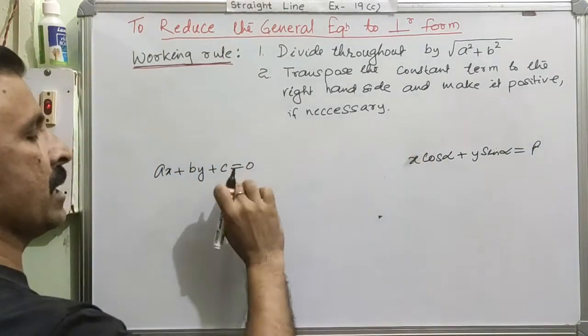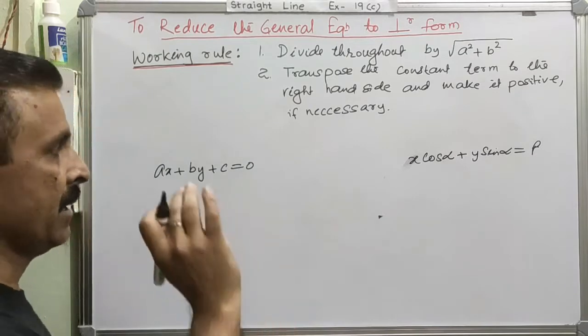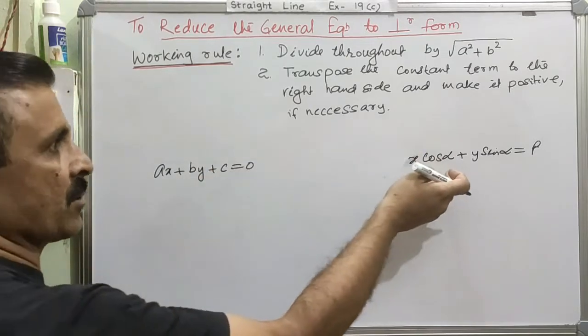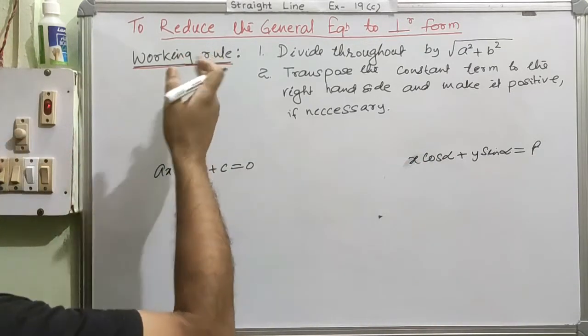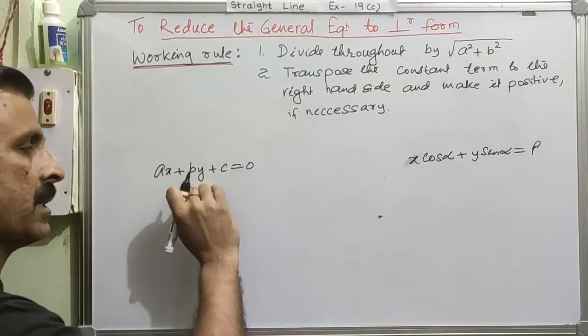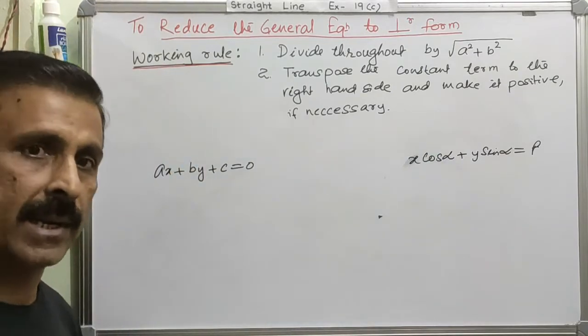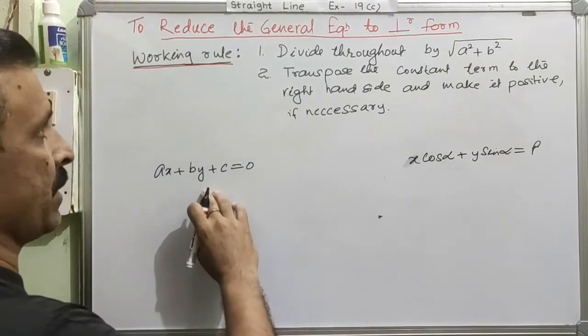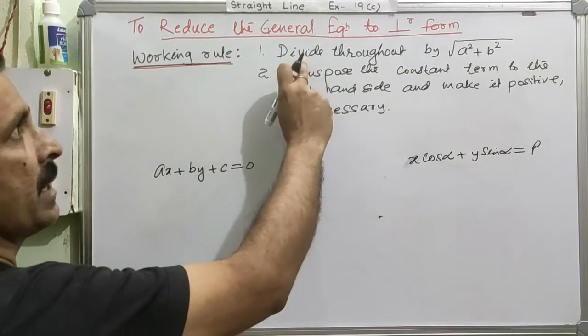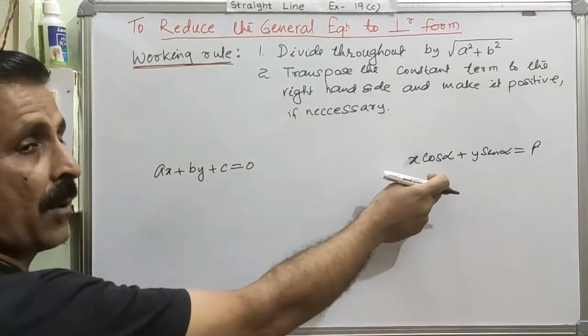These both are the equation of a straight line. This is called the general form and this is called the perpendicular form. So under this topic, we are going to learn how we can convert this format into this format. Is this very clear? So to do that, we have the rule. The working rule is divide. See, please remember this is going to be converted into this format, right?